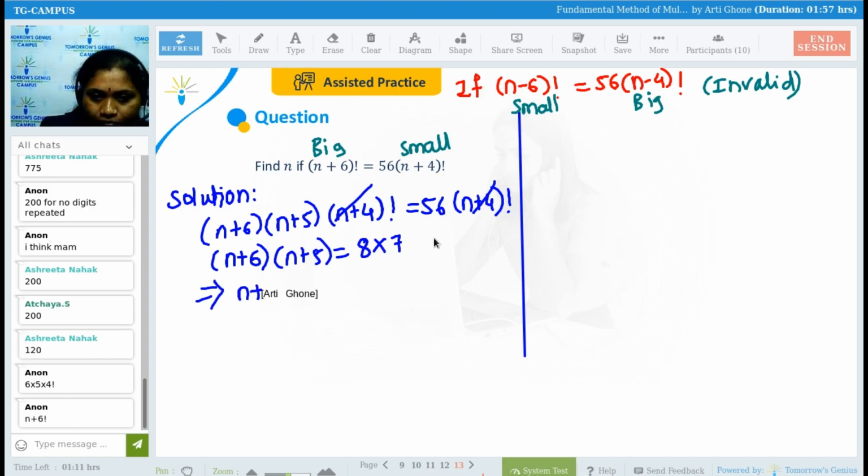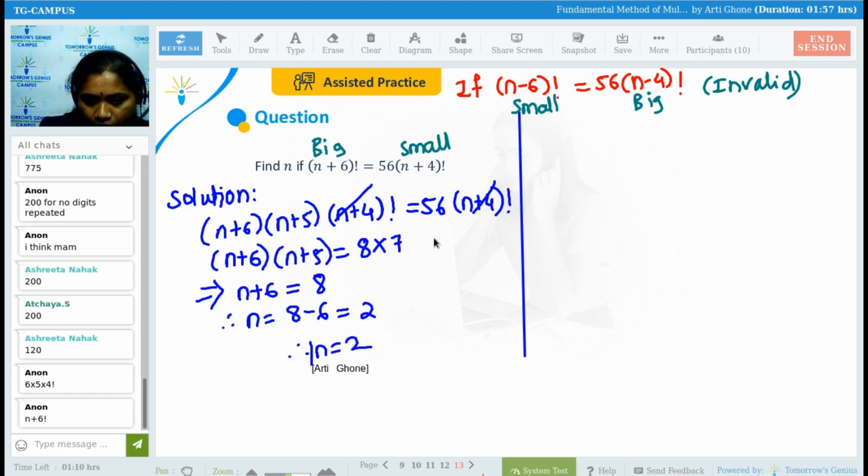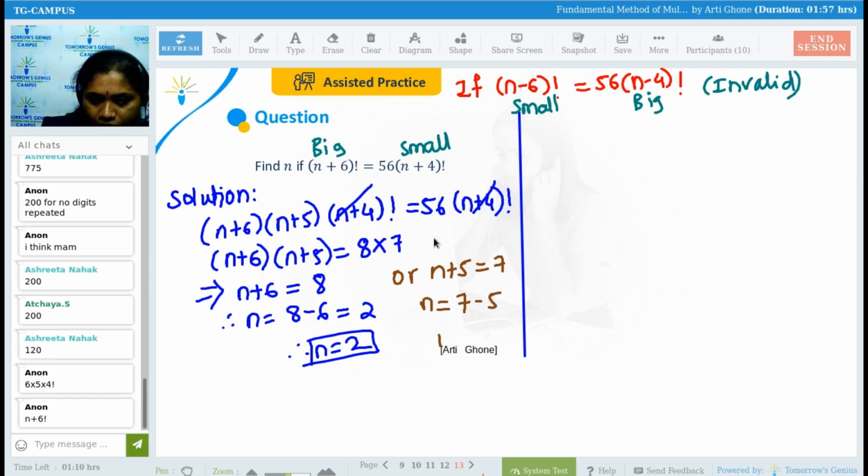If I compare, n plus 6 is equal to 8. Therefore, n is equal to 2. Got it or not? Or you can compare the other one also. The answer will be the same by the way. Clear? Is there any doubt?